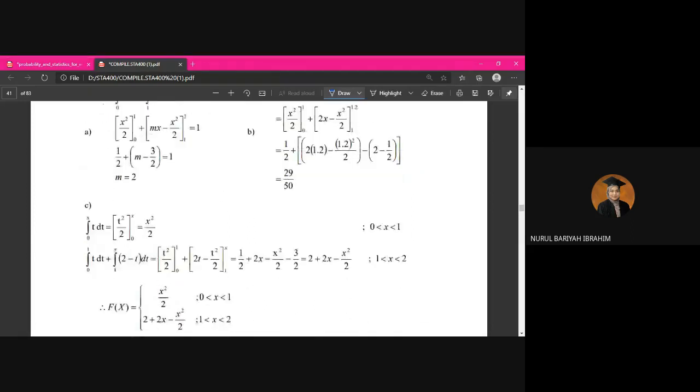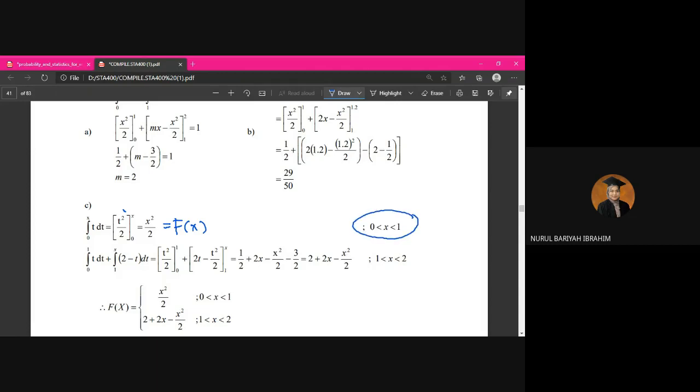So you integrate t with respect to t, and you will get t square over 2. Then replace with x and 0, then subtract. So you will get x square over 2 minus 0. So this is your capital Fx for the first interval.